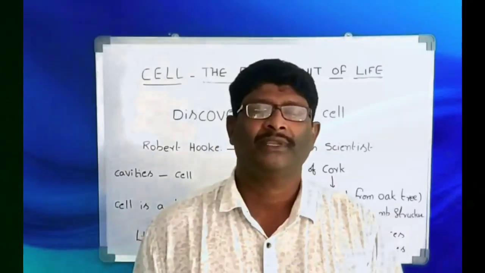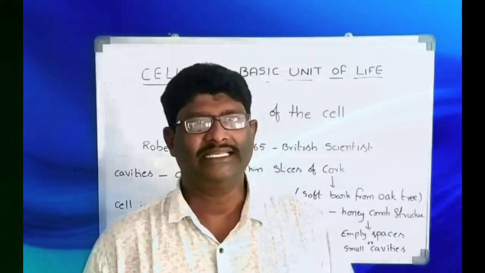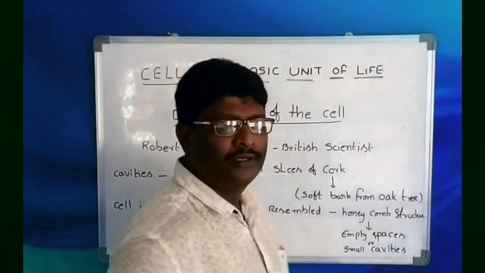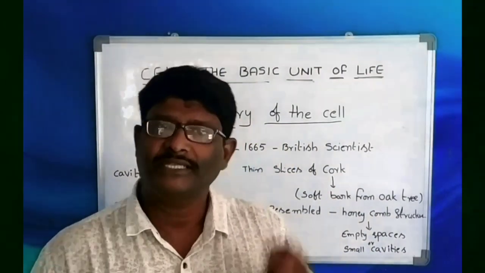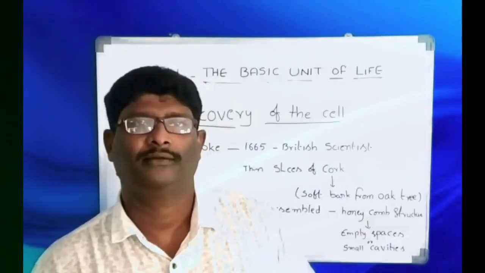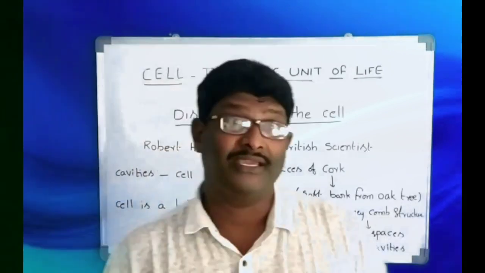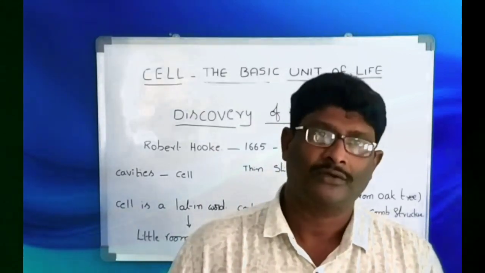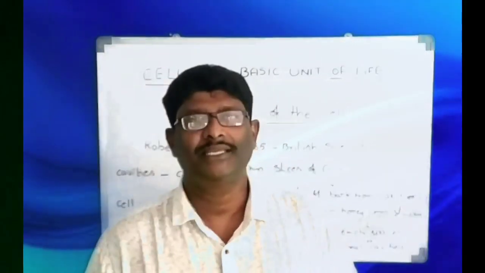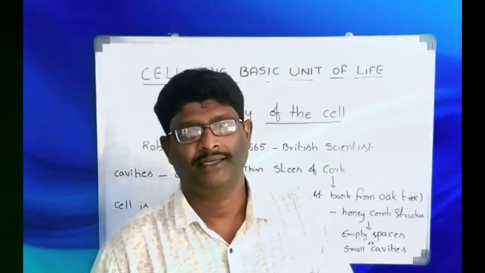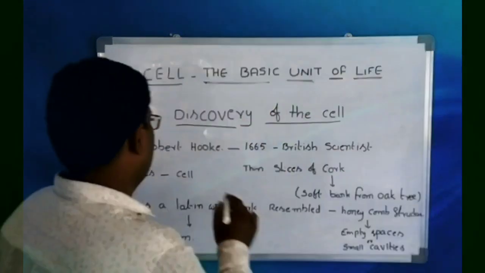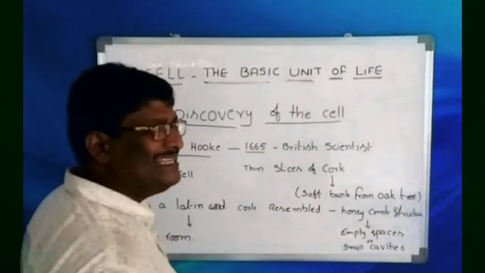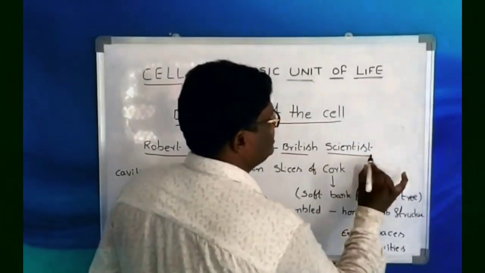Okay, now next, discovery of the cell. Who discovered the cell for the first time? Do you know the scientist's name? The scientist's name is Robert Hooke, in the year 1665. He is a British scientist. See, look at the board. Robert Hooke in the year 1665. He is a British scientist.